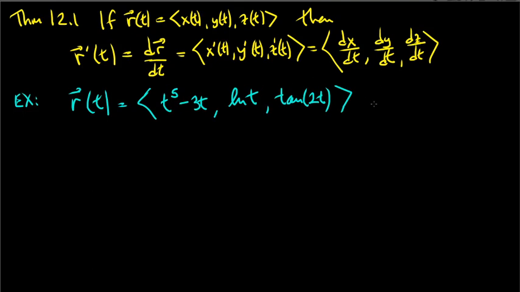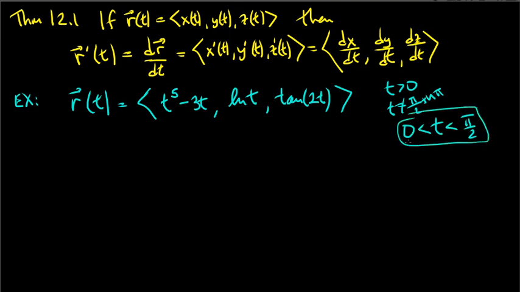And you have to worry about the domain, of course. Obviously, t has to be positive, but it cannot equal an odd multiple of pi over 2, that is, pi over 2 plus n pi. So effectively, we're confined between 0 and pi over 2, I think. That's sort of the biggest interval we can use here. So that's the domain. But we want the derivative.